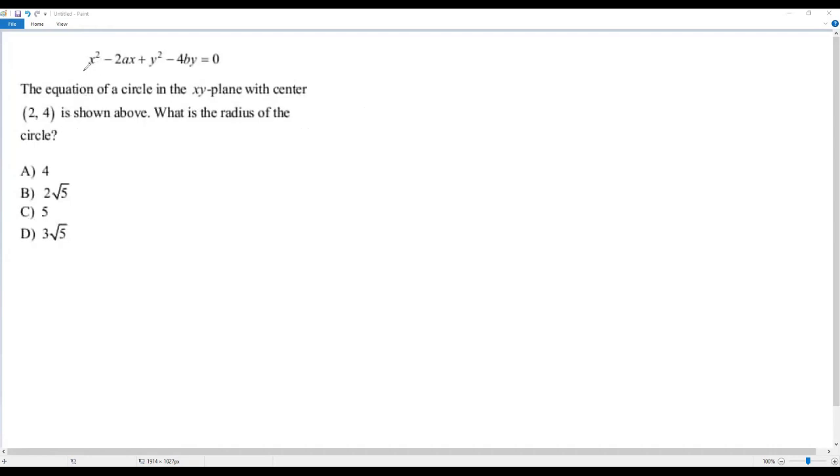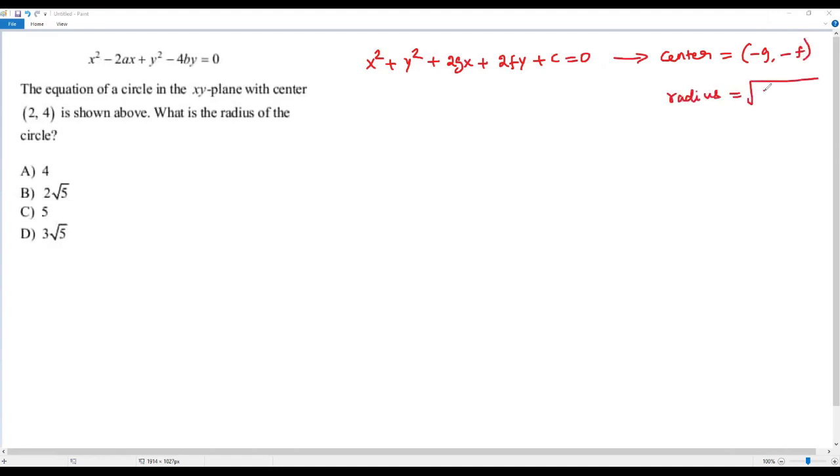Okay, here we have the equation of a circle, and for this circle we have to find the radius. When I look at the given equation, it is in general form. Let me write the equation for a circle in general form: x² + y² + 2gx + 2fy + c = 0. When we have an equation of a circle in general form, there is a formula to get the center: center equals (−g, −f), and also a formula to get the radius: radius equals the square root of g² + f² − c.